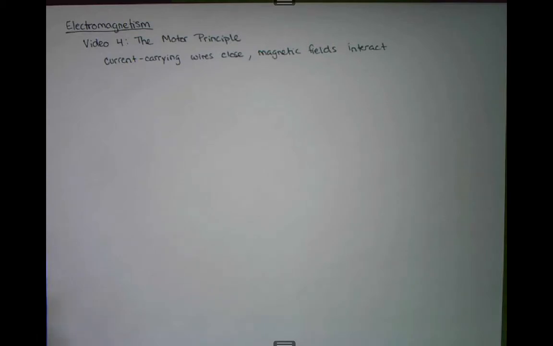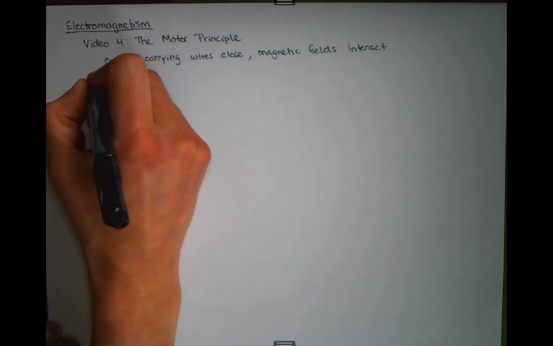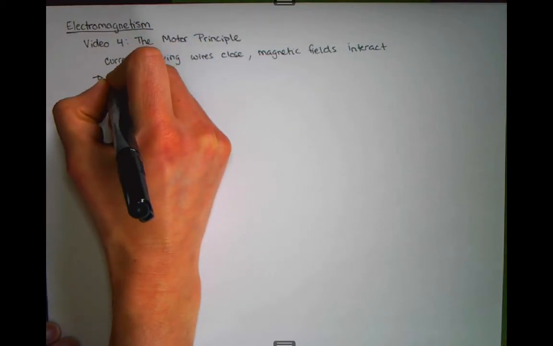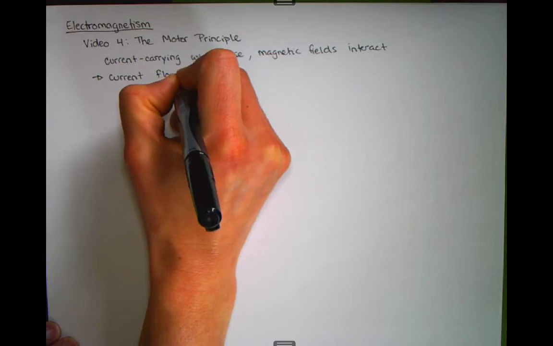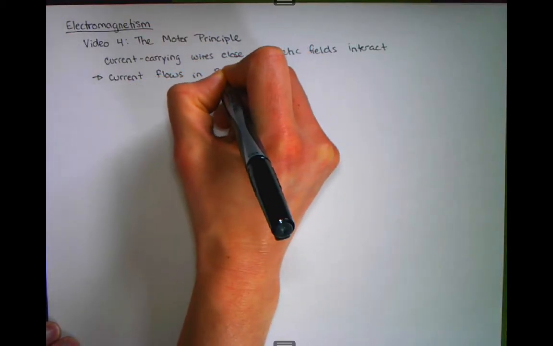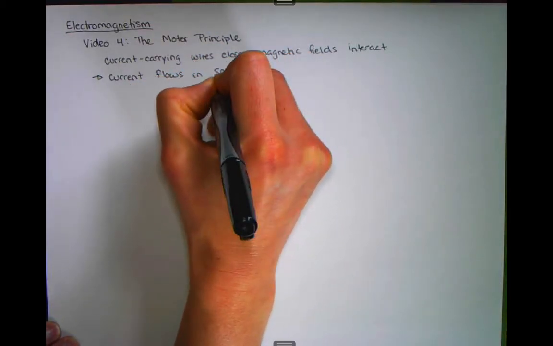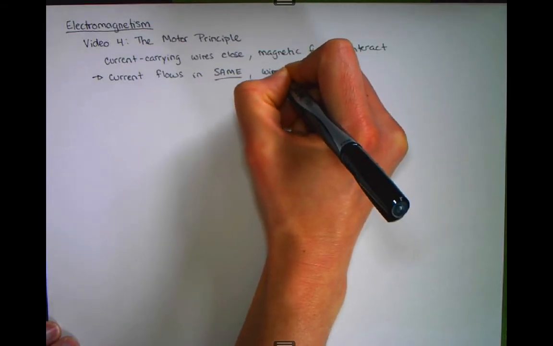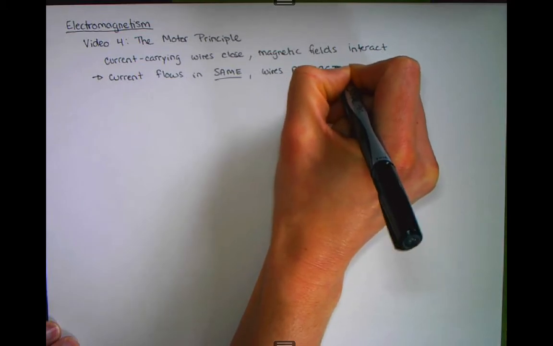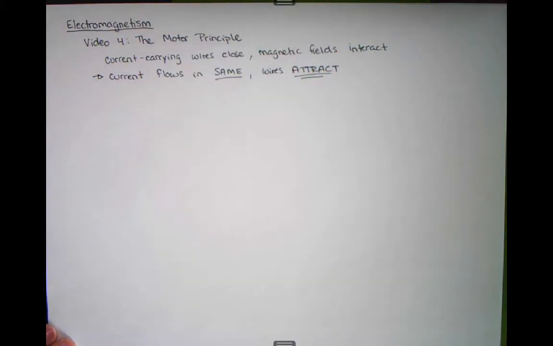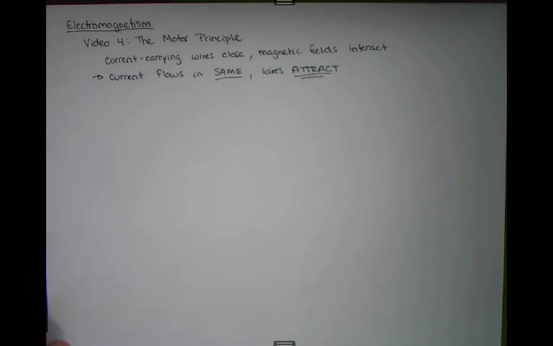The first thing we're going to do is look at what happens when you have current flowing in the same direction. So when current flows in the same direction in both of the wires, those wires will attract to one another. That's something really important to know. So what I'm going to do is draw diagrams that help you analyze this.